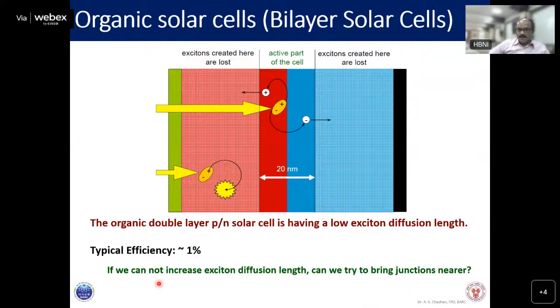So if we cannot increase the exciton diffusion length, what should we do? Ideally the exciton diffusion length should be equal to the total thickness of the active layer. But in that case, if you keep the thickness only about 20 nanometers, as we saw yesterday, there is another parameter, that is thickness. If thickness is less, then absorption will be very low. So the radiation which is falling on that solar cell will not be absorbed.